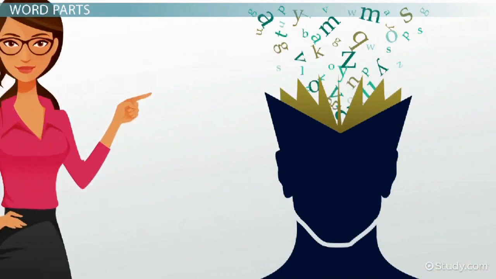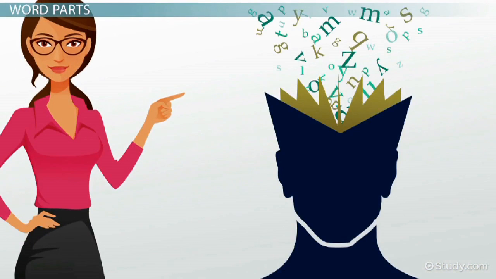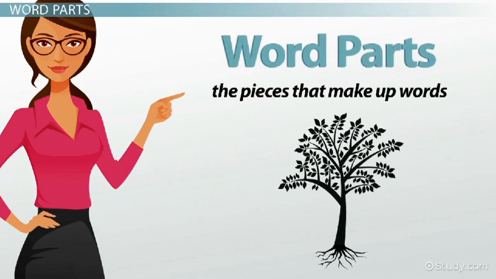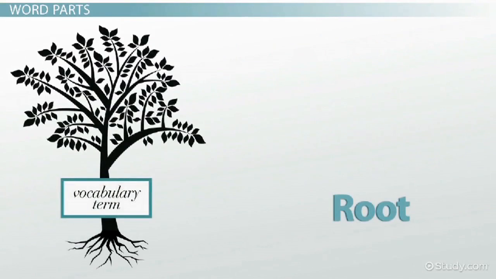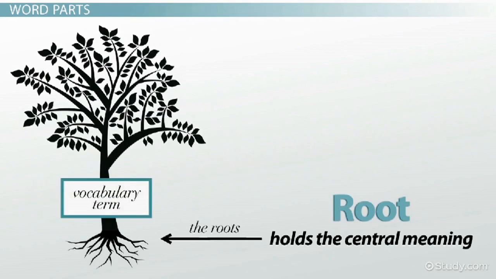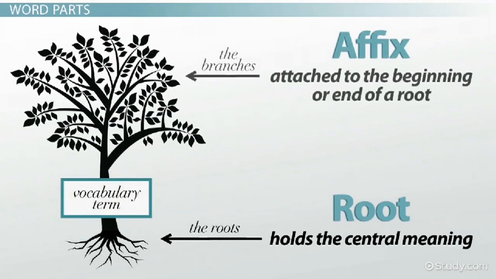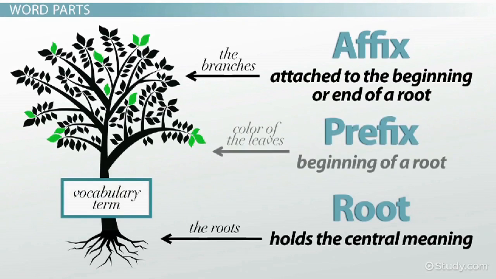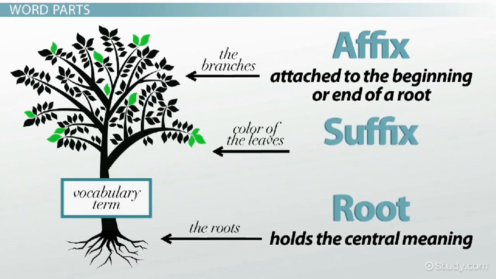Besides context clues, word parts can also be used to teach vocabulary acquisition. Word parts are the pieces that make up words. Most words consist of two types of parts, affixes and roots. A root is the part of a word that holds a central meaning. An affix is a word part attached to the beginning or end of a root. A prefix is the affix attached to the beginning of a root, and a suffix is the affix attached to the end of a root.